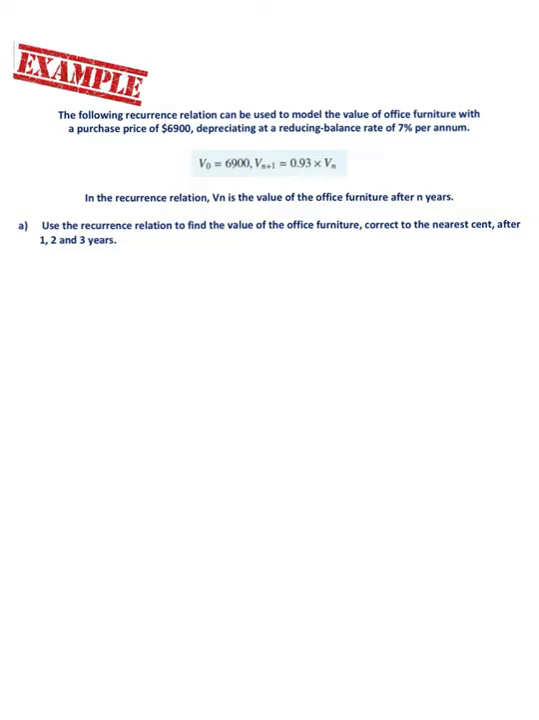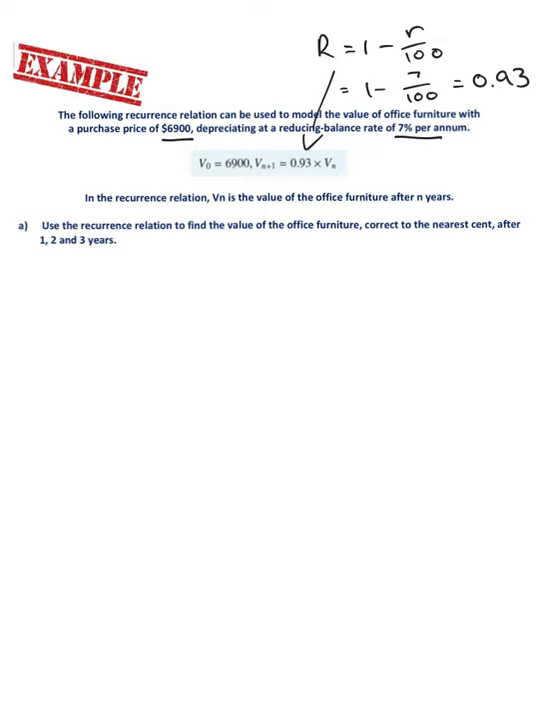The following recurrence relation can be used to model the value of office furniture with a purchase price of $6,900, depreciating at a reducing balance rate of 7% per annum. They've already given us our recurrence relation, and remember this value here is R. How did they get that value? Remember, R in reducing balance depreciation is equal to 1 minus R over 100, where R is our rate: 1 minus 7 over 100, which gives us 0.93. That's how they got their R.